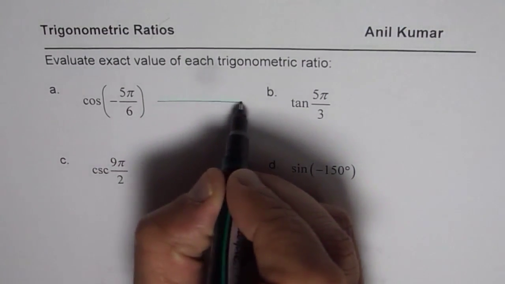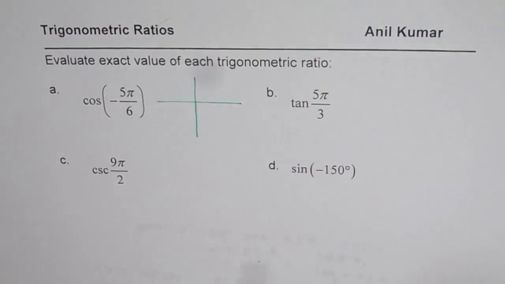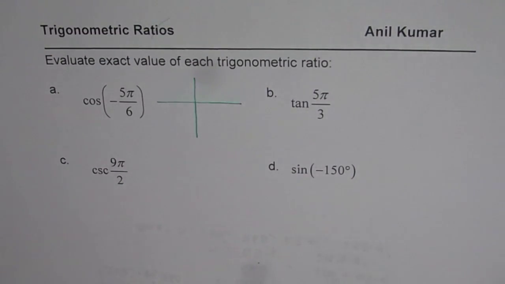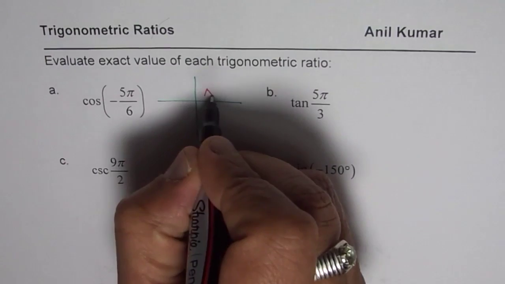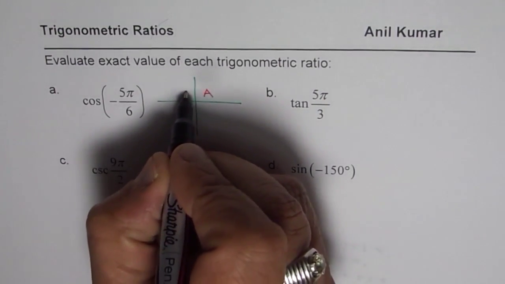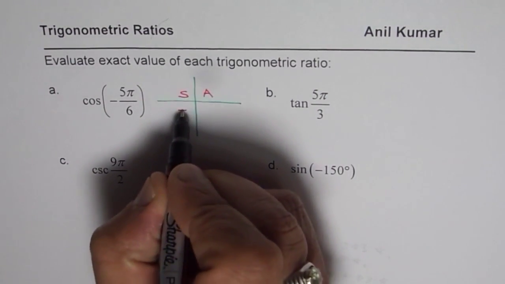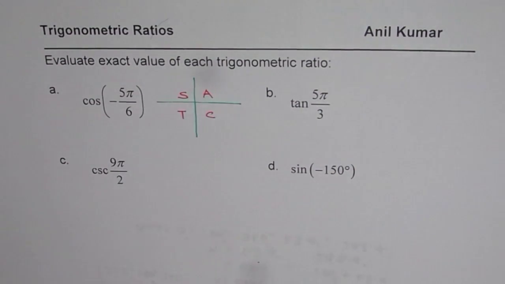So on the coordinate system, we know that all are positive in quadrant 1, right? So all trigonometric ratios are positive. Sine is positive in 2, tan in 3, and cosine in 4. That is the information we have.